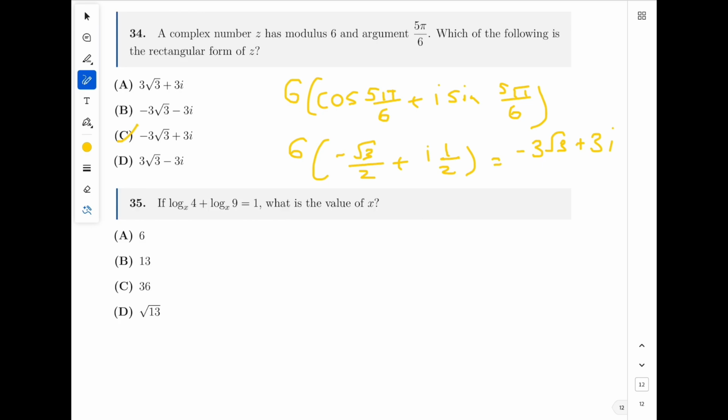Use the product rule, so we have log of x times 9 times 4 is 36 equal to 1, which means x to the power 1 is equal to 36, so x is equal to 36. There we go.